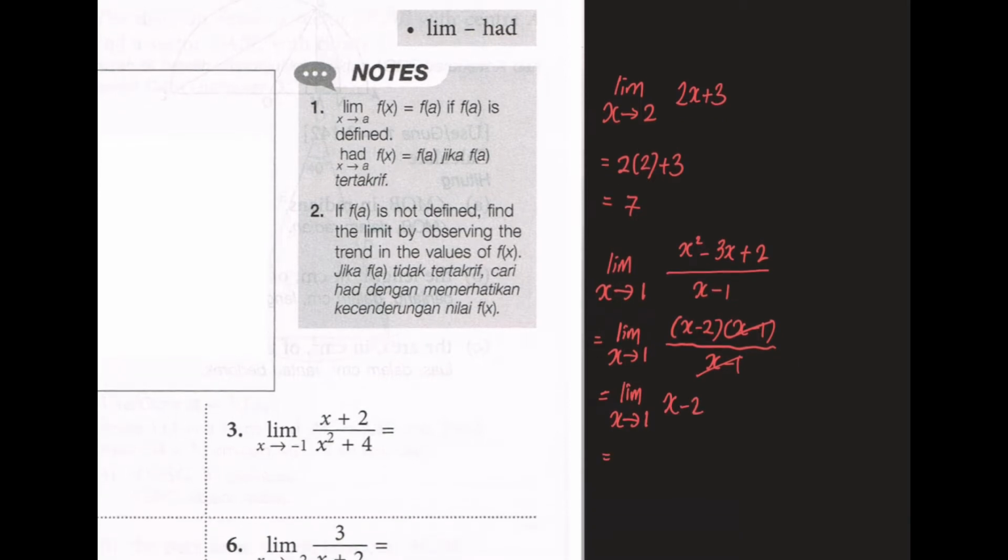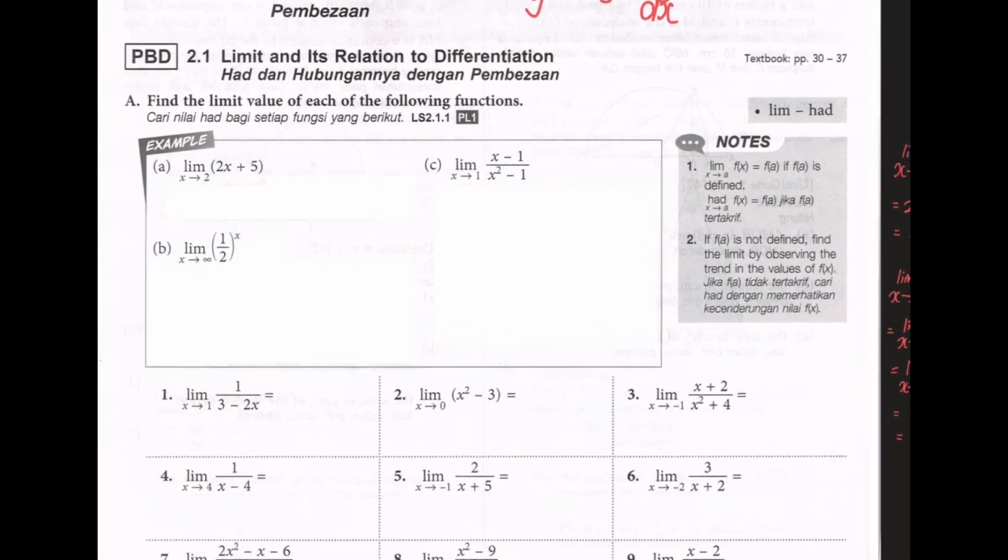After you cancel x − 1, now we can substitute 1 into x. We get 1 − 2, which equals −1. If you see my working, I keep writing the limit until I substitute 1 into x, and then I don't need to write the limit anymore.